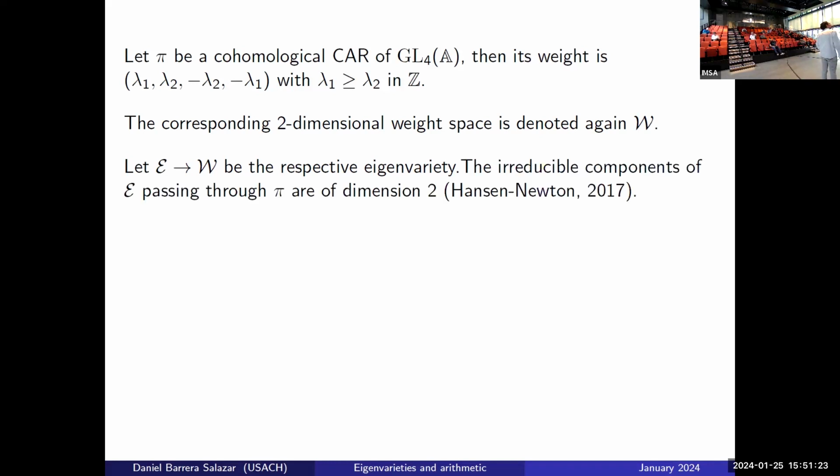Okay. We know that the irreducible components passing through pi have dimension 2. All the irreducible components have dimension 2. This was proved by Hansen and Newton in 2017. But it doesn't mean that the classical points are everywhere. We are just saying that the irreducible components, as rigid varieties, have dimension 2. So maybe we can have one isolated classical point, and the rest are just p-adic.